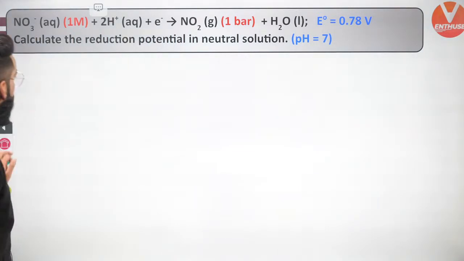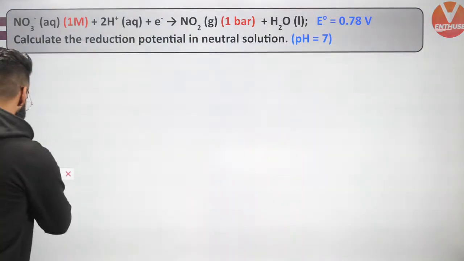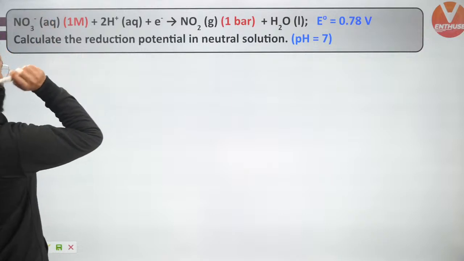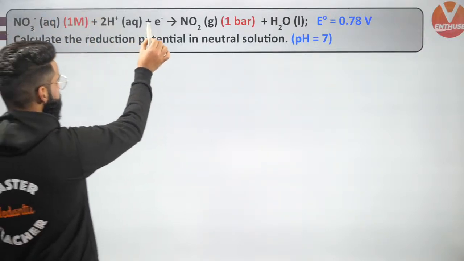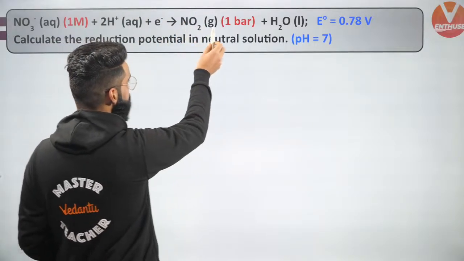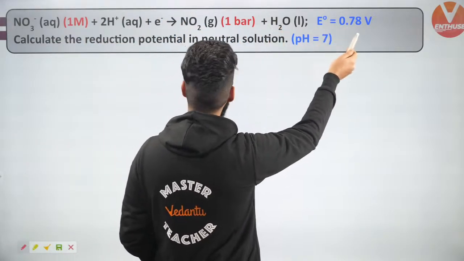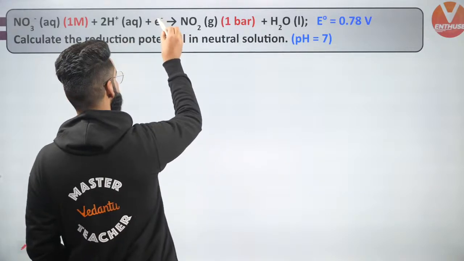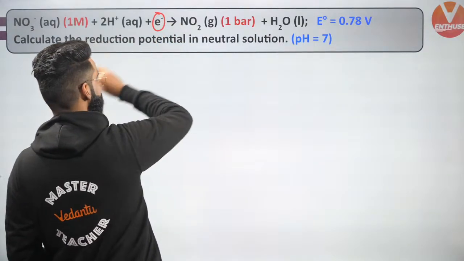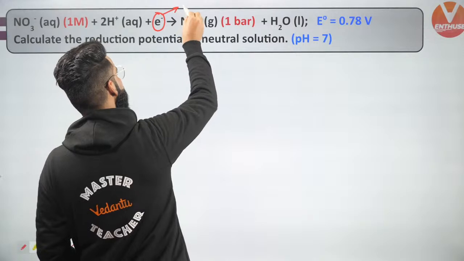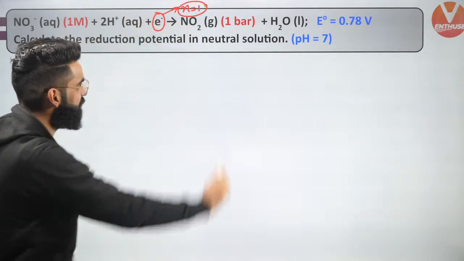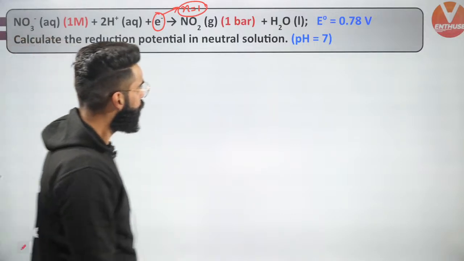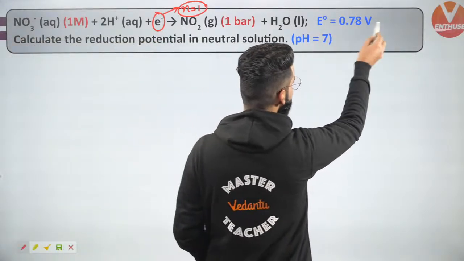This is the question on our screen. I'm given a reaction: NO3 negative, whose concentration is 1 molar, plus 2 H positive aqueous plus 1 electron gives NO2 gas, whose pressure is 1 bar, plus H2O liquid. People, first thing you should notice is that this is a reduction reaction because an electron is being gained, and the n value is equal to 1 because 1 mole of electron is being exchanged in the reaction.